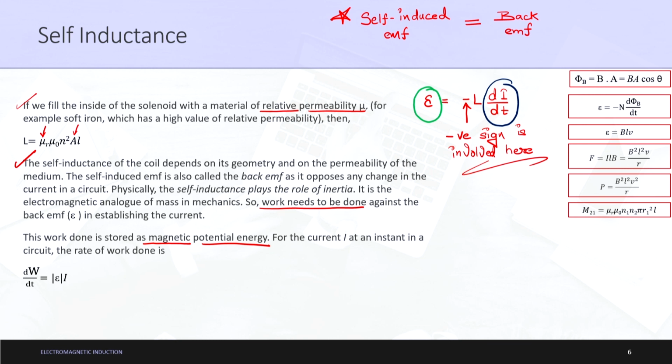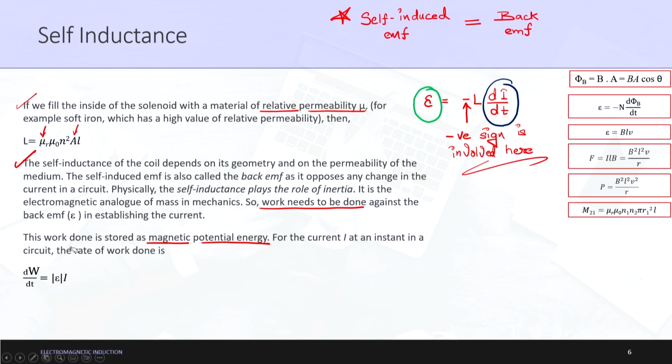So work done is stored as magnetic potential energy. For the current I at an instant in a circuit, the rate of work done is, for a current I at an instant. So a particular instant is being talked about here, a very small time frame has been used, and in that time frame the value of work done is calculated. So for the current I at an instant in a circuit, the rate of work done is dW by dt is equal to epsilon into I.